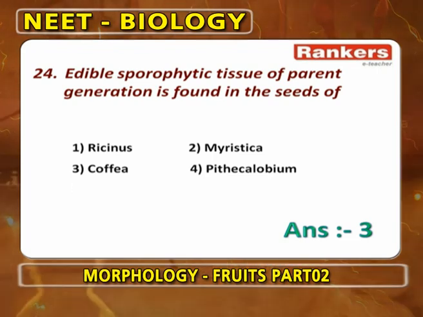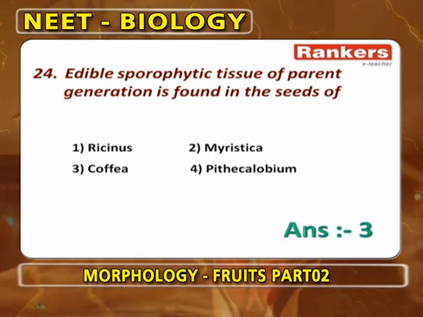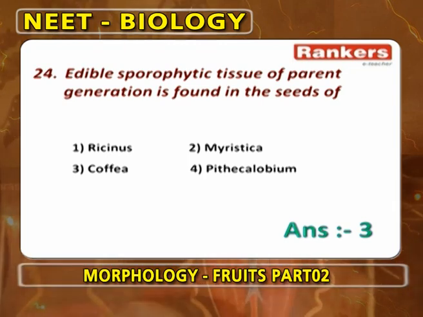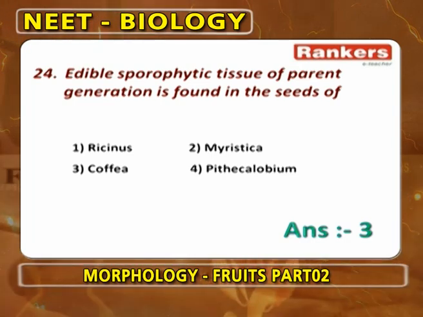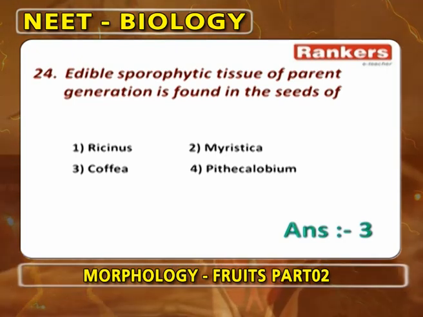Ricinus, not an answer, because Ricinus shows caruncle, Myristica shows mace, Pithecellobium shows aril. So aril, extra outgrowths of the seed, are found in Pithecellobium, Myristica and Ricinus. They are not edible. Only Pithecellobium is edible but not parental one. Coffea is the only answer because parental sporophytic tissue means nucellus converted into perisperm.